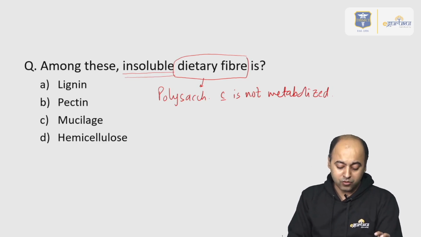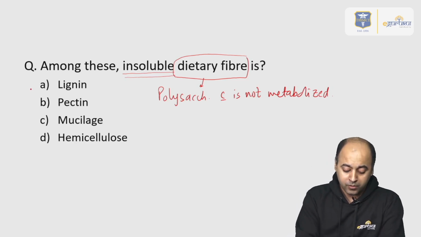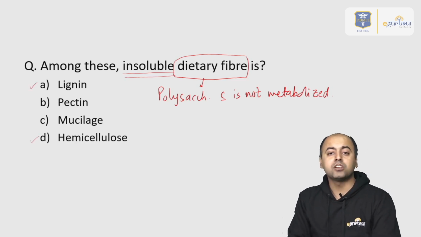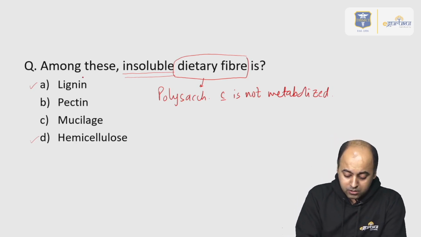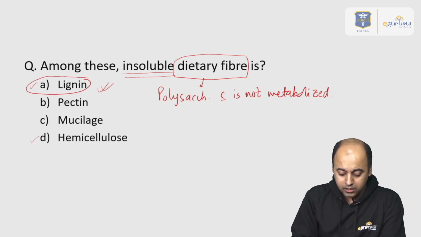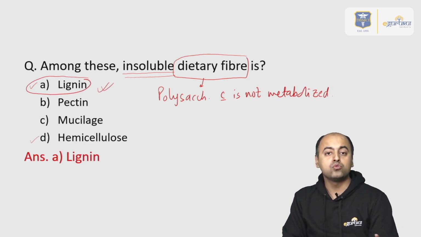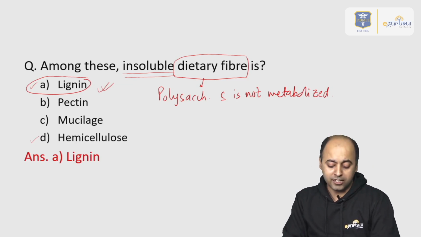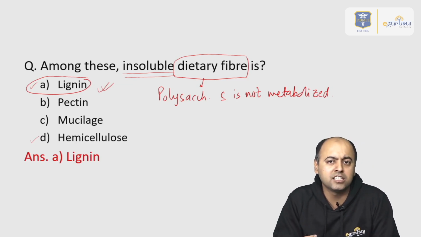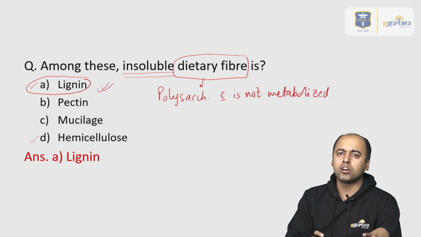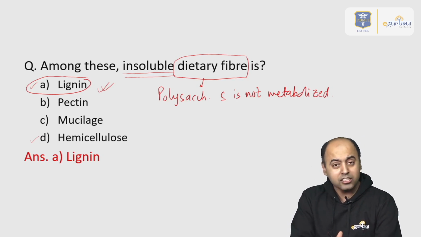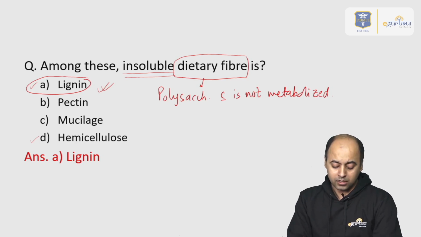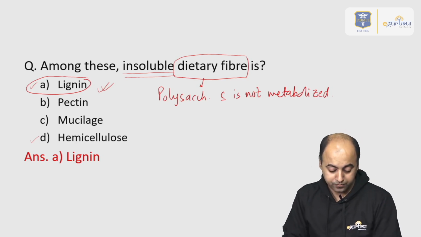Now here there is some confusion because two of them are insoluble, lignin as well as hemicellulose, both are somewhat insoluble, but still the better answer would be lignin. Lignin is the better answer if you have to choose one, because it doesn't undergo any significant change, it cannot be digested, and cannot be broken down by the anaerobic bacteria in the gut. So lignin would be the preferred answer among the two. If lignin is not there, in that case we can choose hemicellulose also.